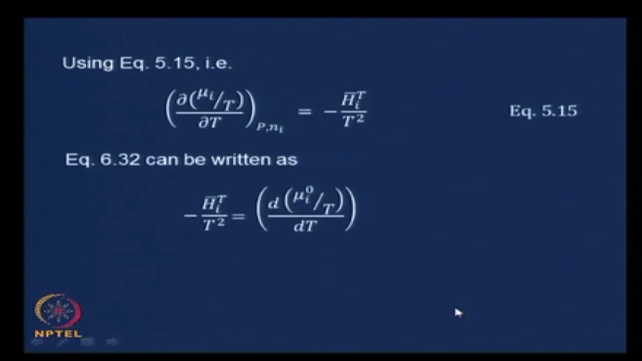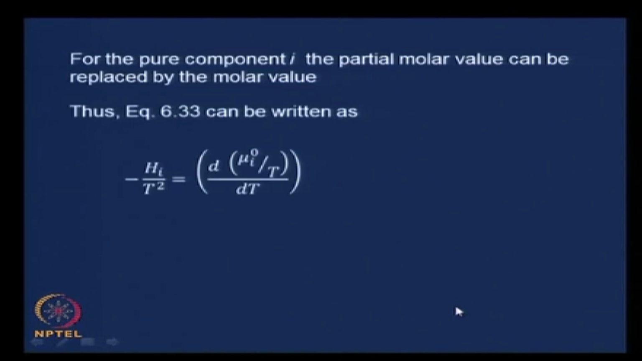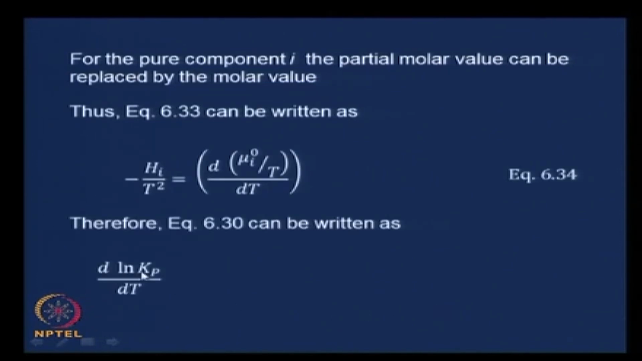d ln Kp/dT equals 1 by RT squared sum over all i ν_i H_i. So, this is a useful expression. This gives the variation of the equilibrium constant Kp with respect to temperature in terms of the enthalpies of the components involved in the reaction.